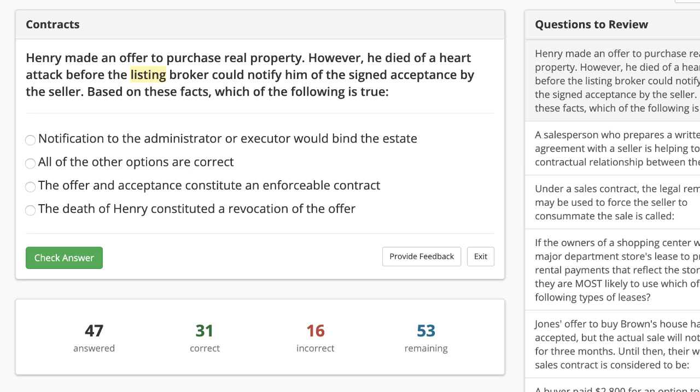First up, Henry made an offer to purchase real property. However, he died of a heart attack before the listing broker could notify him of the signed acceptance by the seller. Based on these facts, which of the following is true? What does everybody think on this one?